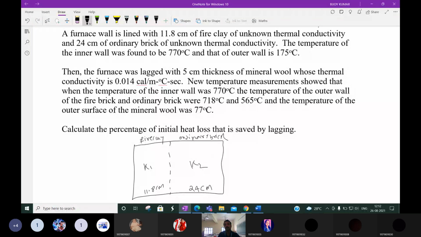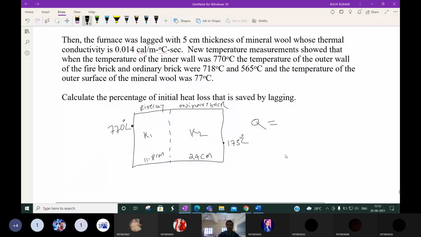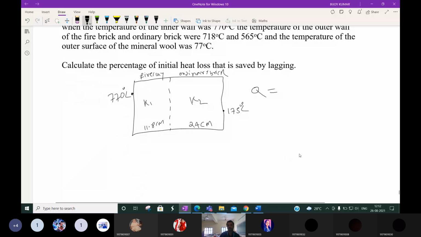The temperature of inner wall was found to be 770 degrees centigrade. Inner wall means this one. And that of outer wall is 175 degrees centigrade. So what will be the Q value? Can anyone say? It is nothing but delta T by R.